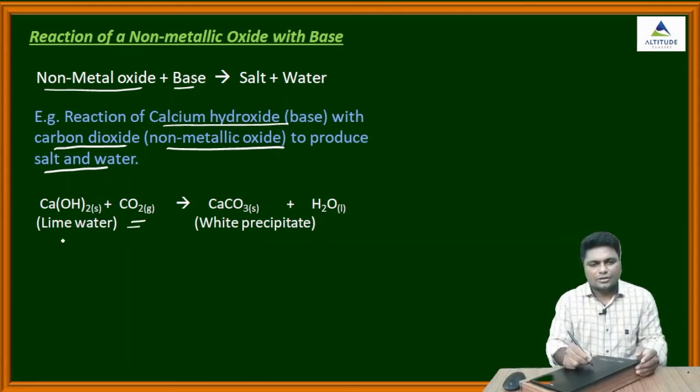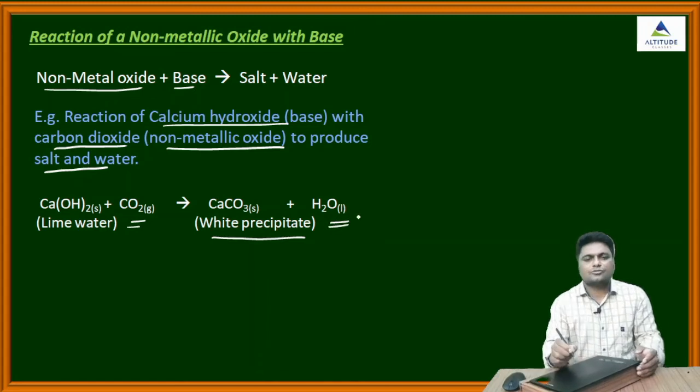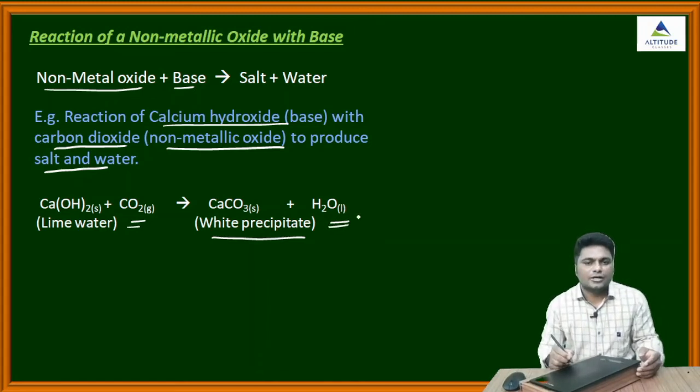Carbon dioxide is a non-metallic oxide, producing salt and water. So calcium hydroxide, when it reacts, gives calcium carbonate. Already we discussed this. This is lime water. You are getting white precipitate, calcium carbonate, salt and water. This is the reaction of non-metallic oxide with base. Understood guys?